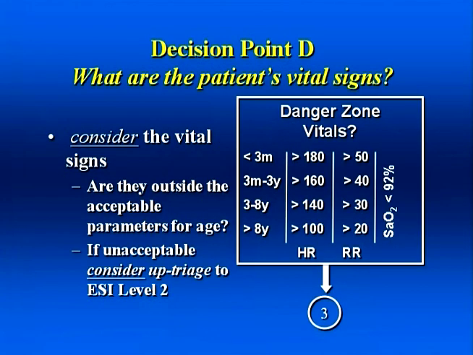The nurse needs to consider the vital signs when assigning triage acuity. Are they outside the accepted parameters for age? If they are outside of those parameters, the triage nurse can up-triage the patient to ESI Level 2. Vital signs outside the accepted parameters do not automatically up-triage a patient. Instead, the nurse should consider the vital signs and make a decision. This is a really important point to stress. The triage nurse does not have to up-triage every adult patient with a heart rate of 100 or greater.